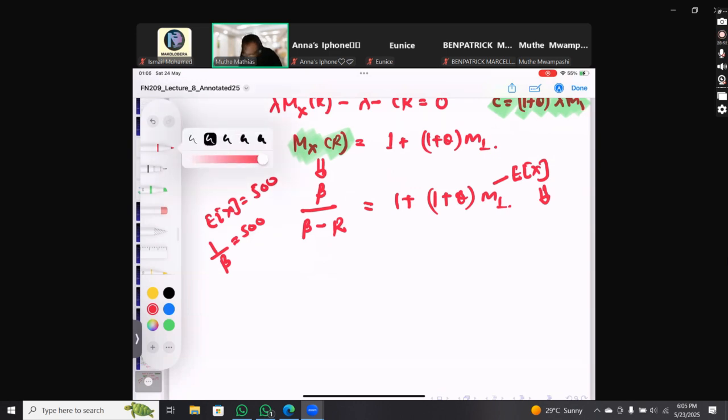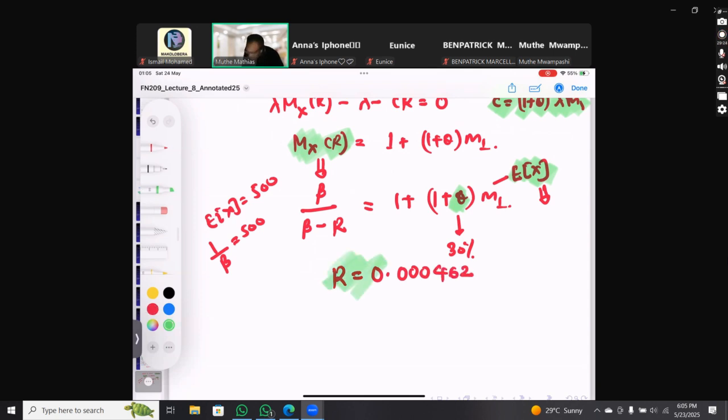Remember you have this one here as well. So you have the theta, and the theta is 30%, right? And then of course you have the mean, which is 500. So you can simplify everything. I'll just give you the final answers. Of course you can solve this. So if you do that, I think you'll get the adjustment coefficient R should be equal to 0.000462. So this is the adjustment coefficient.